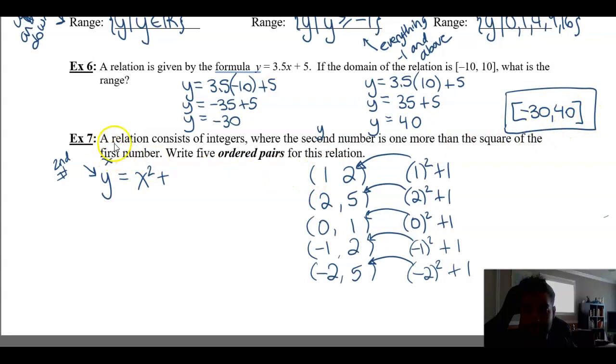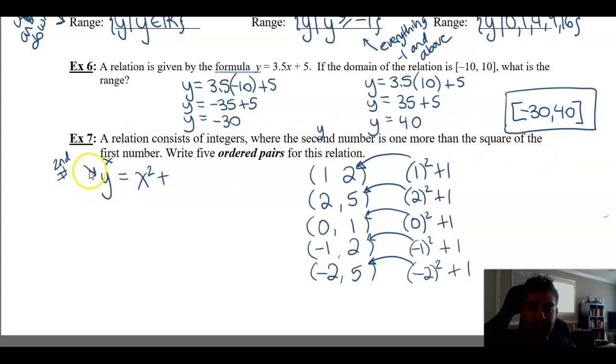Last example. A relation consists of integers where the second number is 1 more than the square of the first number. Okay, so this is where you got to read a word equation and put it into a formula, right? Write 5 ordered pairs for this relation. So before you even do this section right here, we're going to have to get this equation. So a relation of integers where the second number is 1 more than the square of the first number.